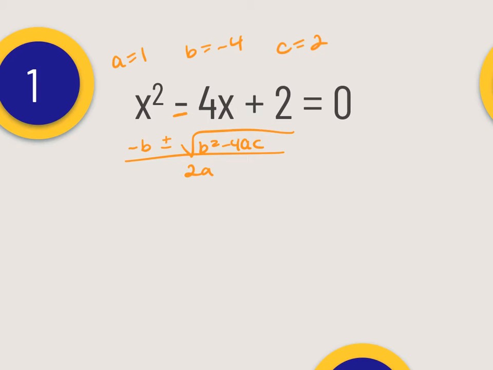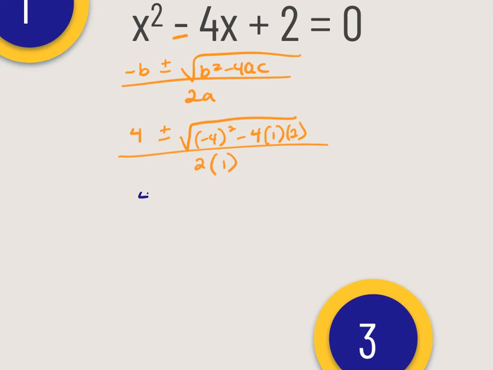Negative 4 becomes positive 4, plus and minus the square root of b squared, negative 4 squared, minus 4 times 1 times 2, all over 2 times a, which is 1. Now we rely on our order of operations. I'm going to work innermost square root first.